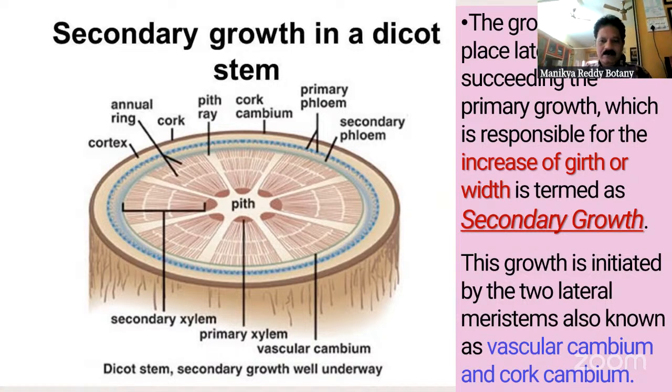I'll repeat once again. The secondary growth is initiated by two meristematic tissues. The first meristematic tissue is vascular cambium and the second one is cork cambium. Vascular cambium is present inside the stele, and the cork cambium is outside, just below the epidermis, that is the outer cortex.